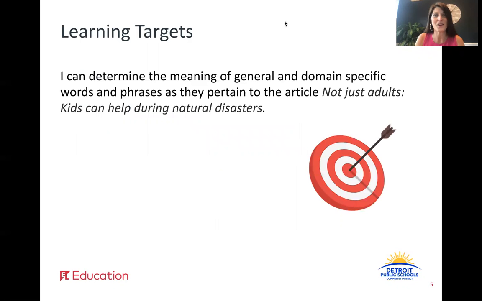All right, so our learning targets for today. I can determine the meaning of general and domain-specific words and phrases as they pertain to the article, Not Just Adults, Kids Can Help During Natural Disasters. So again, we have worked with this learning target before, fifth graders. This is just us really working around vocabulary and being able to find the meaning of words that are just general everyday words and then words that are really specific to natural disasters.